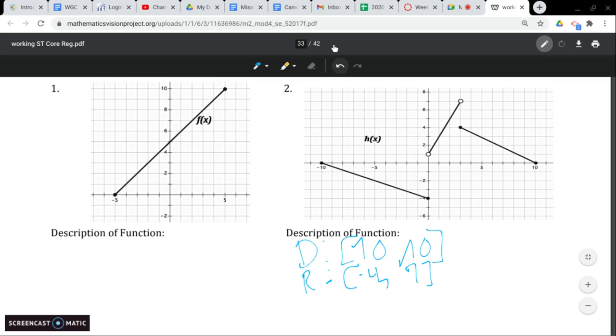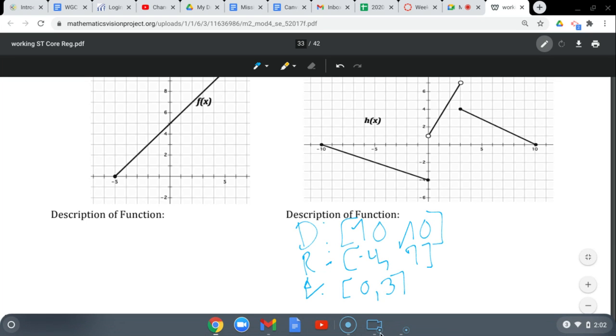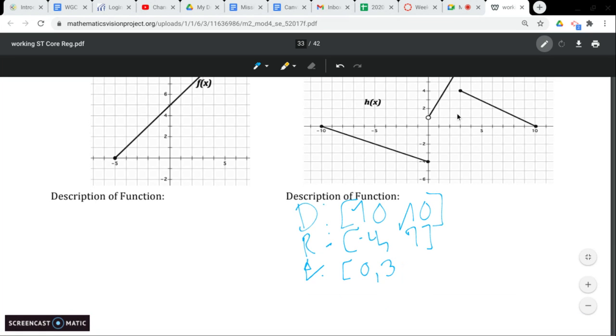Now, for increasing and decreasing, notice this part of our function is decreasing. This part of our function is decreasing. This is the only increasing portion of our function. So it's increasing from, remember, x values, 0 to 3. It's decreasing from -10 to -4.